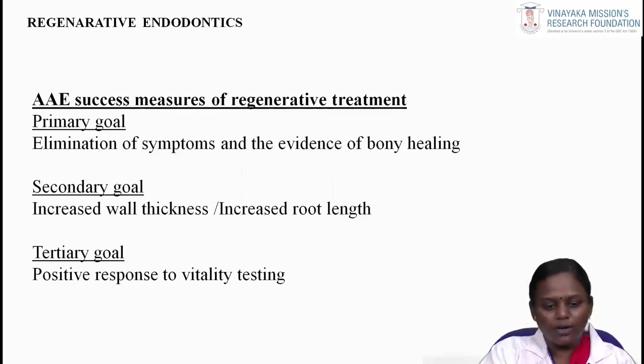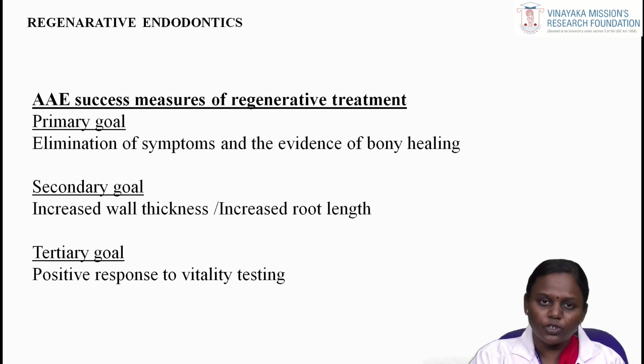These are the measures given by the American Association of Endodontics to measure the success rate of the regenerative endodontic procedure and to measure the success rate of the tooth. The primary goal that should be found in the success of the treatment is elimination of symptoms and the evidence of bony healing. Secondary goal is increased wall thickness and root length. And finally, we should also be able to achieve positivity in vitality testing.